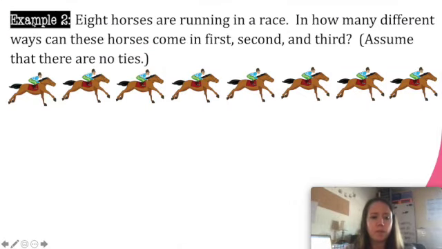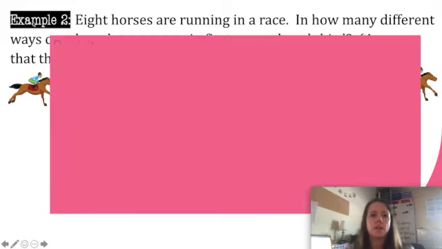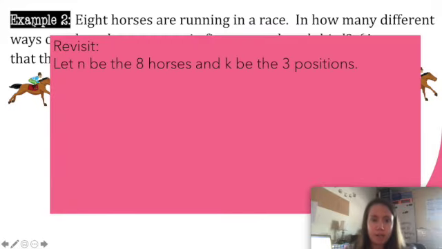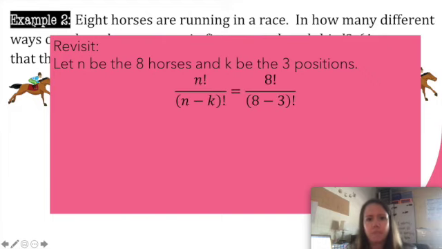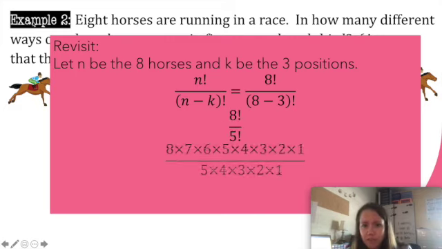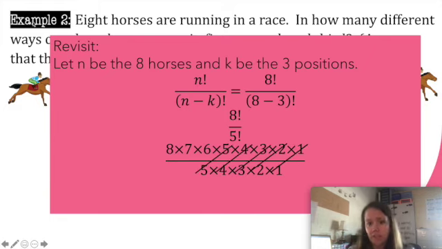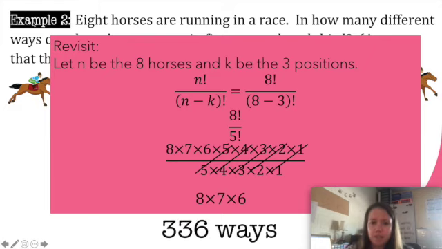Okay, so if we revisit the 8 horses, and we use the 8 horses as the n and 3 as k, some of our work looks like this. 8 factorial over (8 minus 3) factorial. That's the same thing as 8 factorial over 5 factorial. And so working that out looks like this. Notice there are things canceling. My PowerPoint's working ahead of me. It went ahead and canceled the 5s, the 4s, the 3s, the 2s, and the 1s. So I'm left with 8 times 7 times 6. Notice that's the same thing that I got on the page before it. So, ta-da, 336 ways.